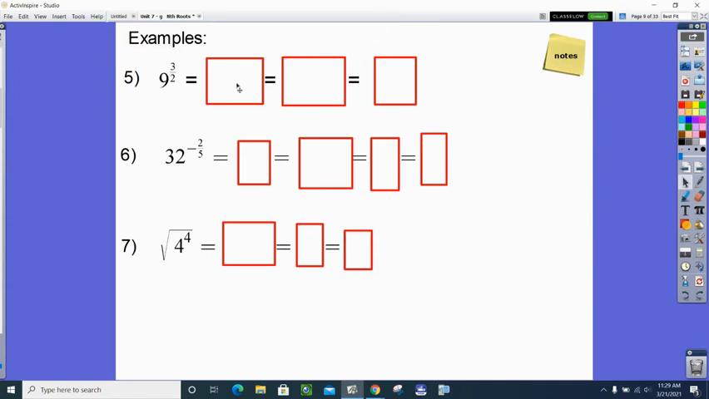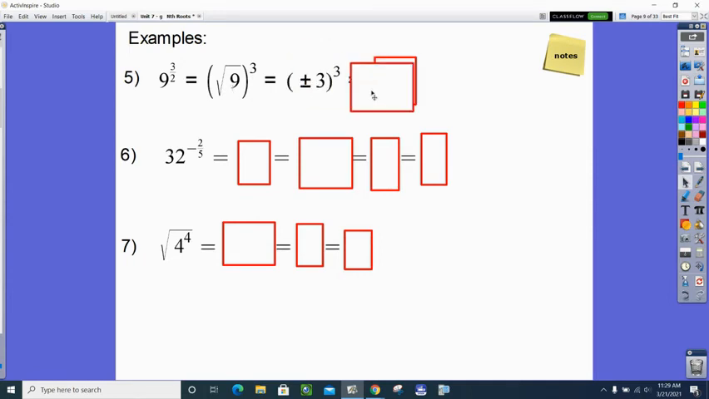So the first thing I would have done is I would have written it as a root. So I'm going to take the bottom number would be the index, so the square root of 9, and then raise it to the third power. Oh, the square root of 9 is 3 or negative 3, and then I have to raise it to the third power. Be careful, it's not 9. 3 times 3 times 3, 27, and it's plus or minus.